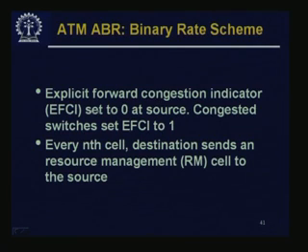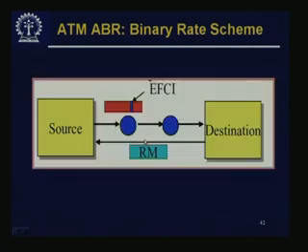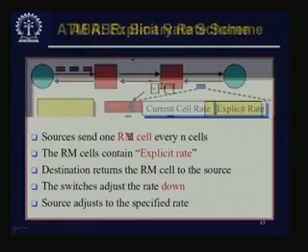I'll just have a quick look at ABR, which is a binary rate system, which sends an EFCI, an explicit forward congestion indicator, which is set to 0 at the source, and congested switches set EFCI to 1. Every NH cell destination sends a resource management cell to the source. Somewhere in between, an intermediate switch, if it is congested, may set this to 1, and then that information will flow back finally to the source, and the source may try to restrict its requests.